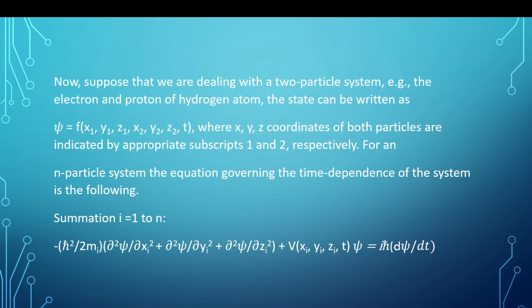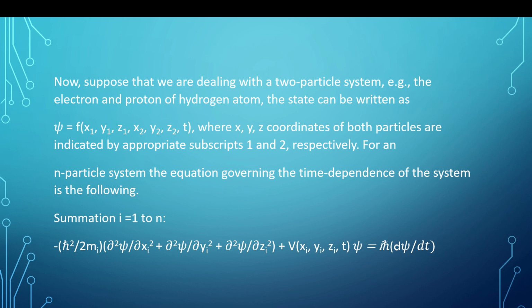Now suppose that we are dealing with a two-particle system, that is the electron and proton of hydrogen atom. The state can be written as psi equal to f of x1 y1 z1 x2 y2 z2 t, where x, y, z are coordinates of both particles as indicated by appropriate subscripts 1 and 2 respectively.